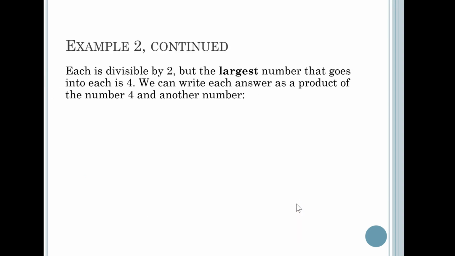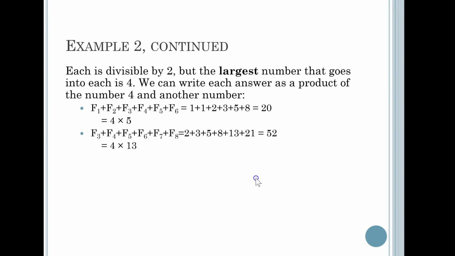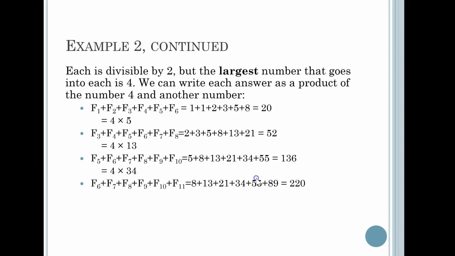So each one is divisible by 2, but you can divide each of them by 4, the largest one that goes into every single one of those. So if you didn't get it already, try that out now. And you're writing 20 as 4 times 5. So now go back to the other examples and see if you can write the other examples as 4 times a number before you go on. So pause the video. You should find that you get 4 times a number for each of these. 4 times 13, 4 times 34, and 4 times 55.